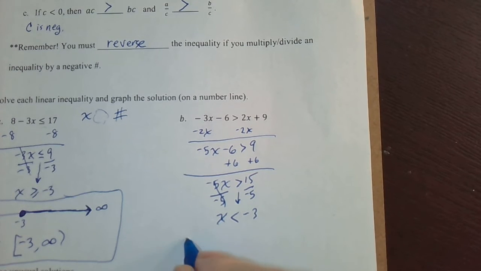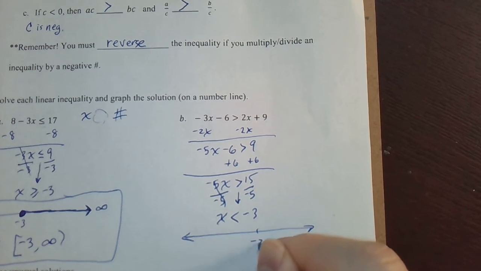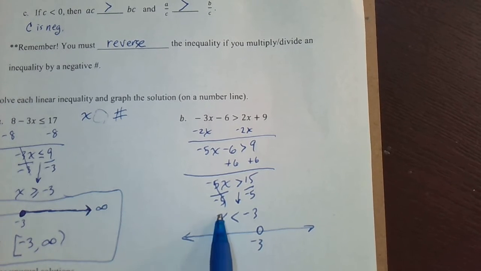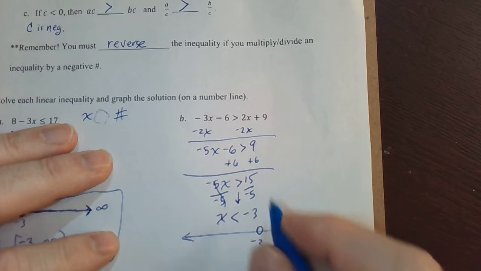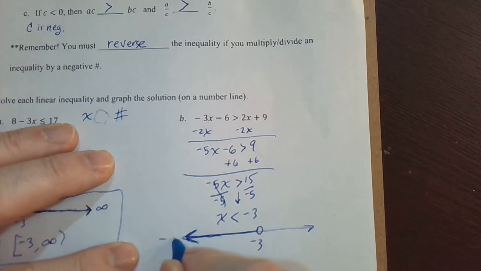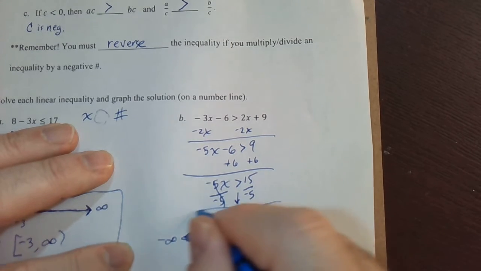Let's graph it first. X less than negative 3 means open circle because there's no equal sign under the inequality. X less than means we have to go to the left of negative 3. And optionally, you can put the negative infinity out there.